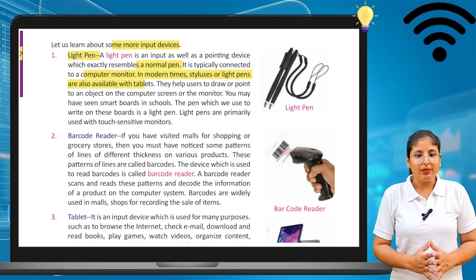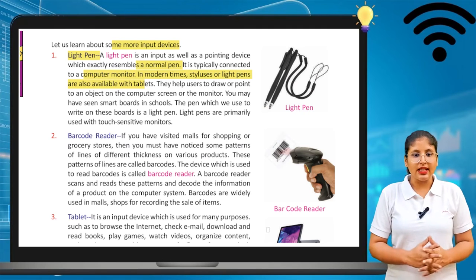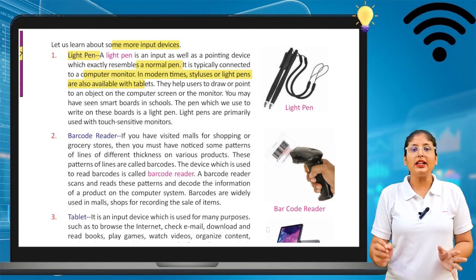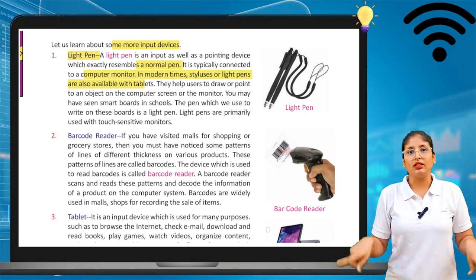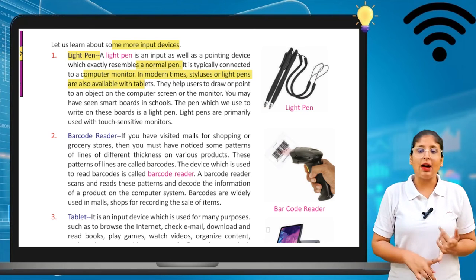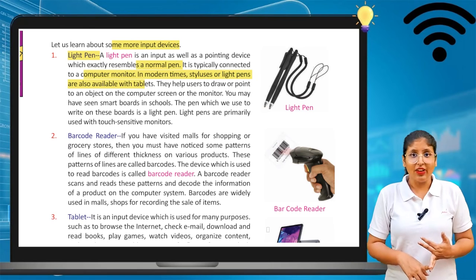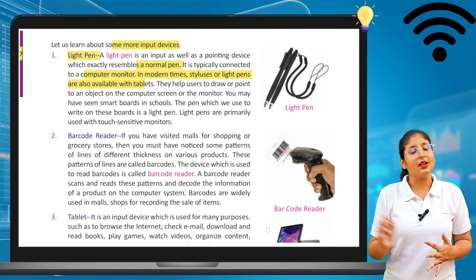Light pens are primarily used with touch sensitive monitors. So normally it is used in touch screens like in tablets and smart boards. We are able to use a light pen to write something on the board.